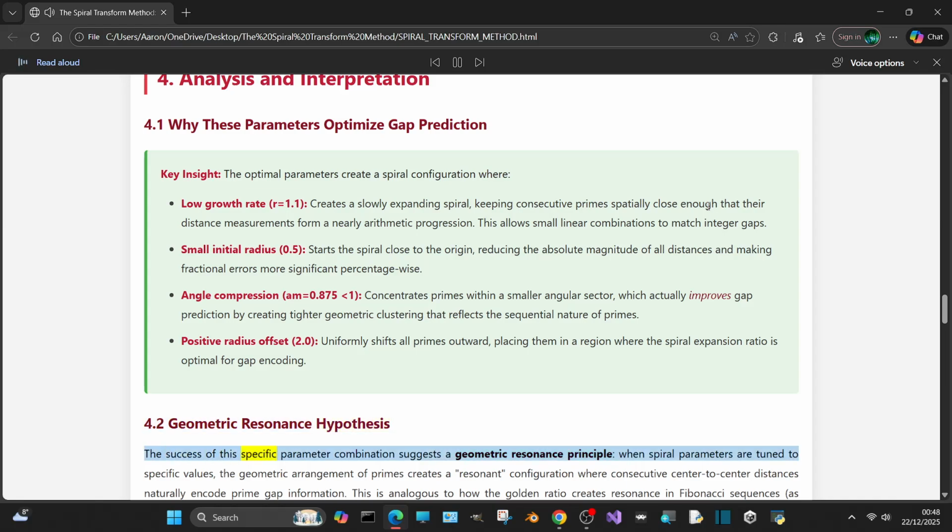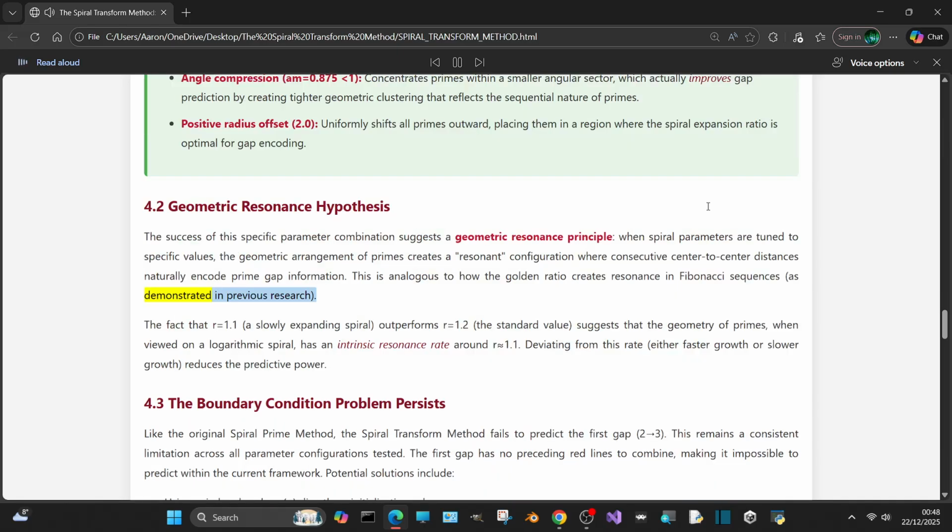4.2 Geometric resonance hypothesis. The success of this specific parameter combination suggests a geometric resonance principle. When spiral parameters are tuned to specific values, the geometric arrangement of primes creates a resonant configuration where consecutive center-to-center distances naturally encode prime gap information. This is analogous to how the golden ratio creates resonance in Fibonacci sequences, as demonstrated in previous research.